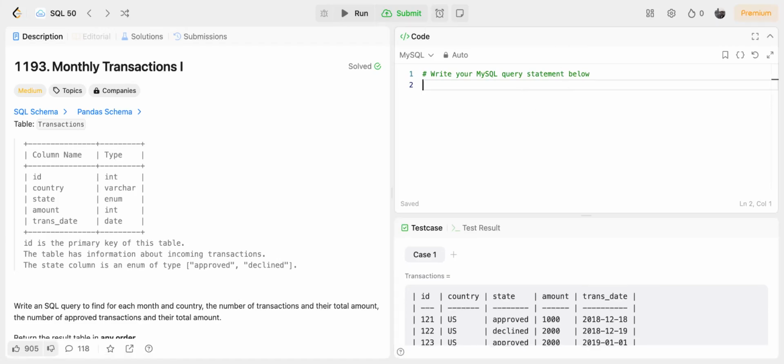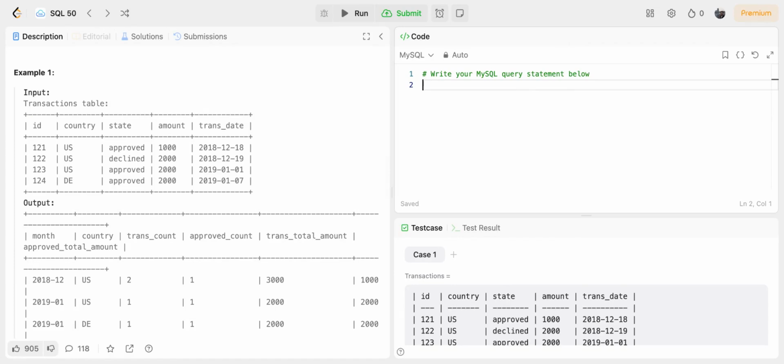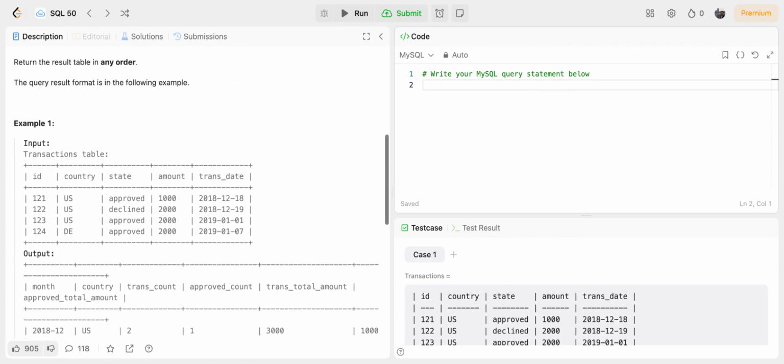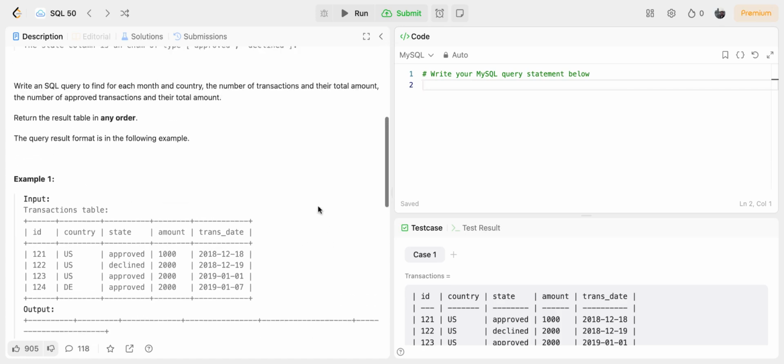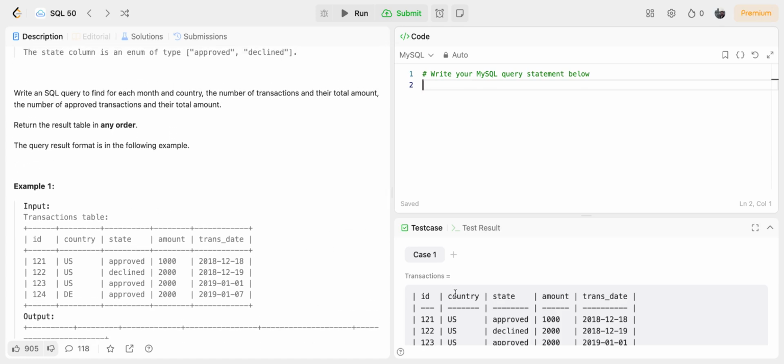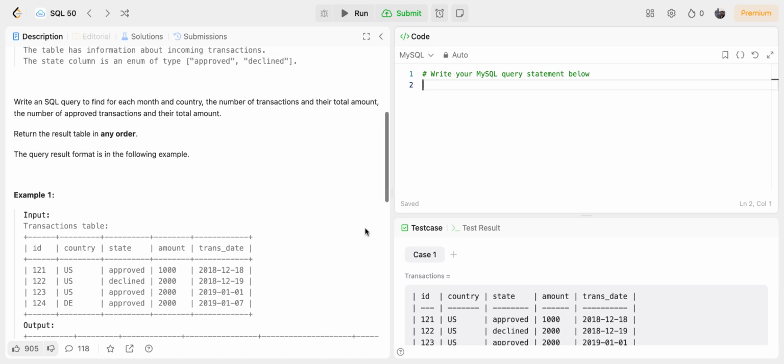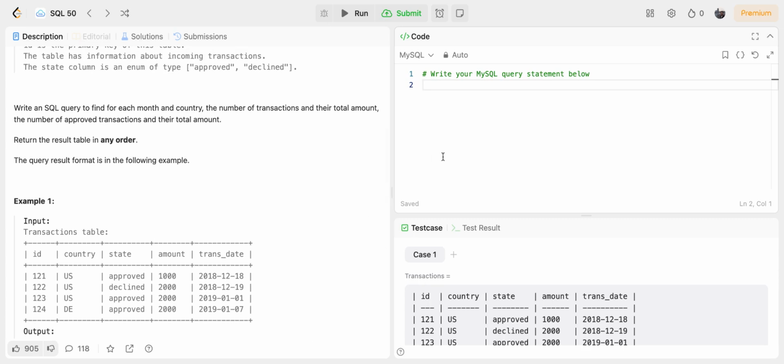Monthly transactions. In this exercise, we'll be checking the monthly transactions, and let's check the input data, which shows for each country the transactions, the amount, and the state of the transaction, which is approved or declined, and the transaction date. And the question is asking us to bring the approved and the total transaction amounts for each month, the total amounts for approved and either approved or declined.